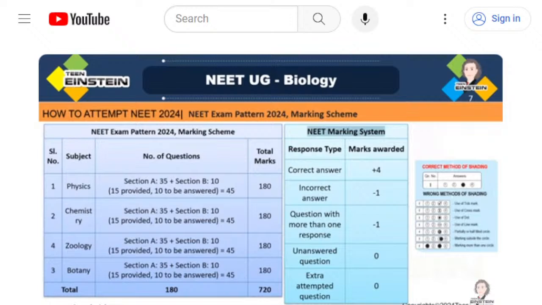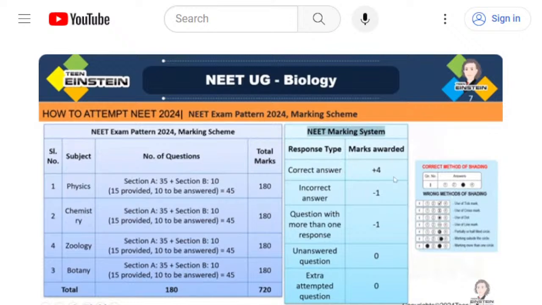Then the maximum number of points that may be earned in section B is 40. That means 10 questions into 4 marks each, that is 40 points. Each section like physics, chemistry, zoology and botany can be scored with a total of 140 plus 40, 180. The 180 marks for botany are combined with the 180 marks for zoology, so here 180 plus 180 in biology gives 360 marks of biology questions. Chemistry has 180 marks, physics 180 marks. So the total score is 720 and the total number of questions to be answered is 180. Clear?